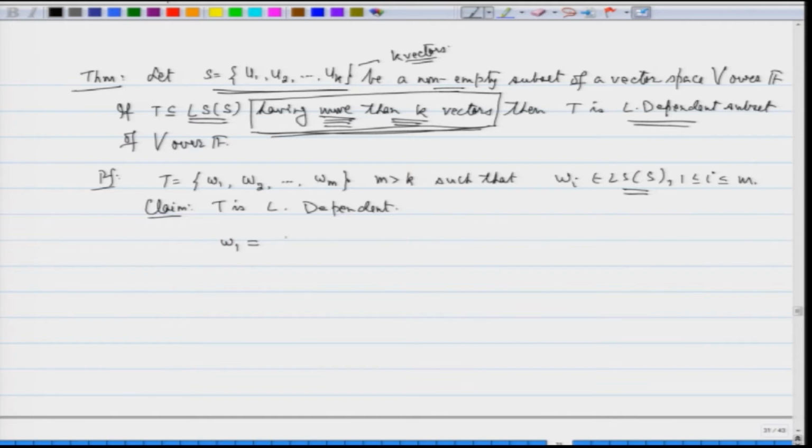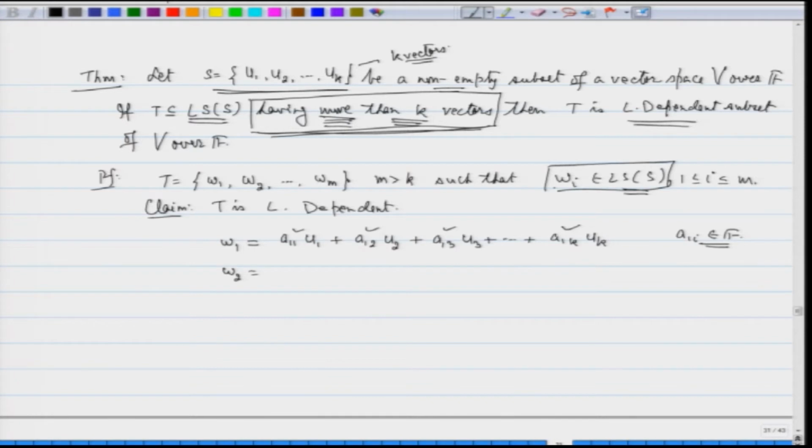So, I can write w1 as a11 u1 plus a12 u2 plus a13 u3 plus so on till a1k uk. I can write it like this. Fine. I can write w2 as, so these are some scalars that I am getting. I do not know what they are, but these a1i belong to F, and I am writing w1 as a linear combination of u1 to uk. I can do that because each wi is in the linear span.